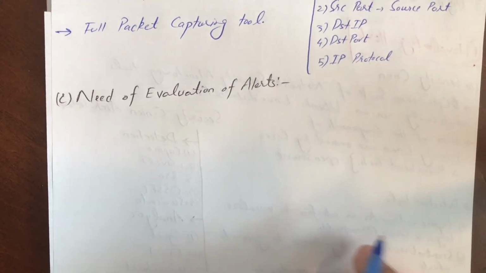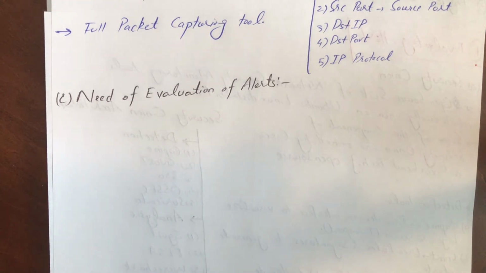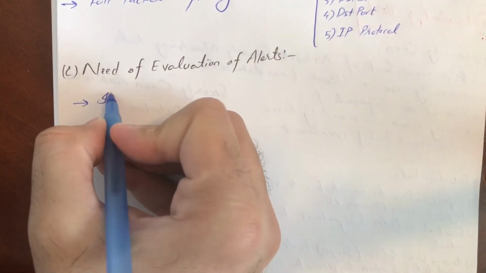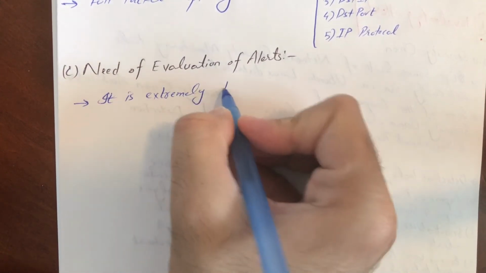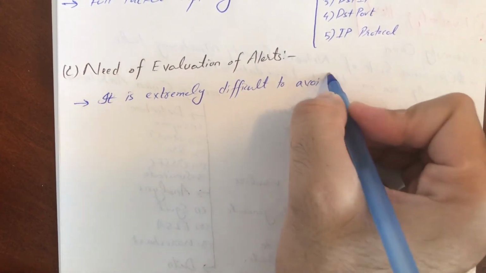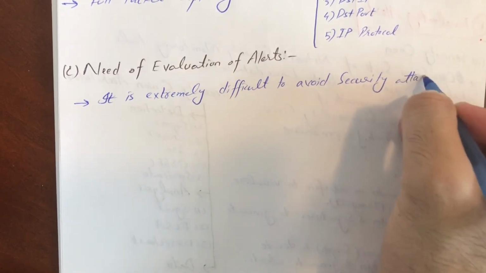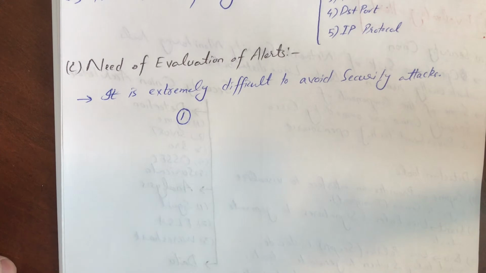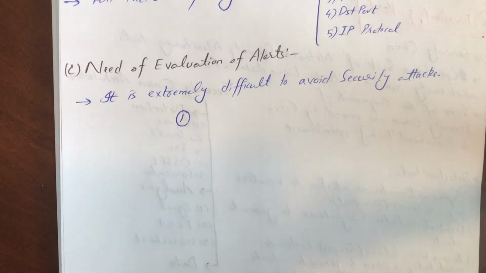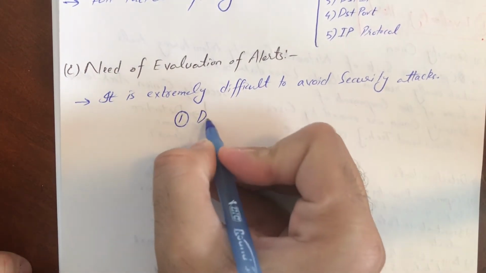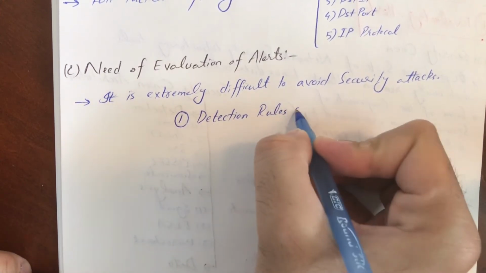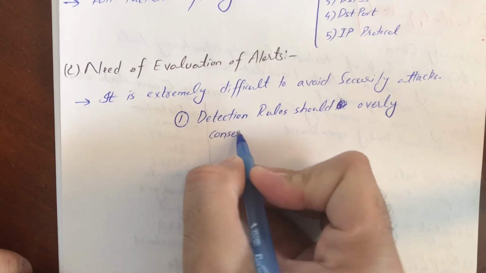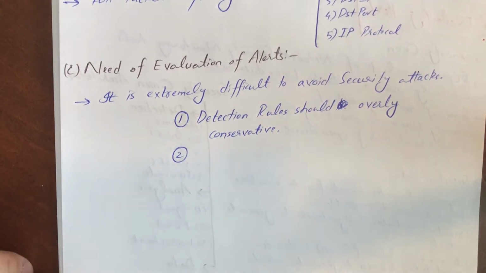So the next thing was the need for evaluation of alerts. Why do we need to evaluate the alerts? First of all, as I believe everybody is familiar, it is extremely difficult to avoid security attacks. Nobody can claim that we have a system which can avoid all security attacks. So why do we need to do this? The main idea is just to protect our system from unauthorized people and unauthorized traffic. The first important point to remember is that the alert or intrusion detection rules should be overly protective, overly conservative. There should be no way to avoid or bypass the rules.